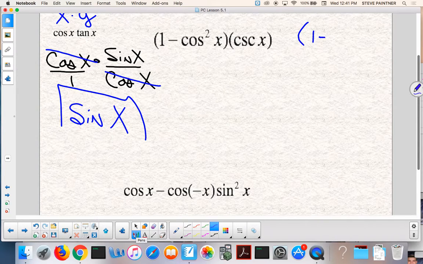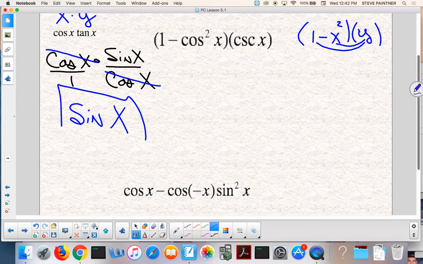I look at this and I go, 1 minus cosine squared... It's like this, times cosecant. Well, cosecant's a different function, so I can just say that's y. What would you do to that problem? Just simple. Distribute the y. Yeah, you distribute the y. This is back in 9th grade. You did that. Well, it's the same thing here.